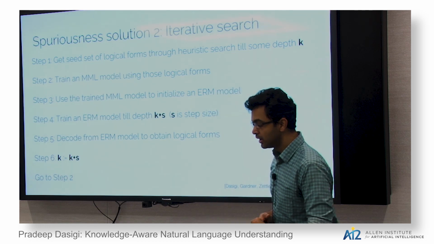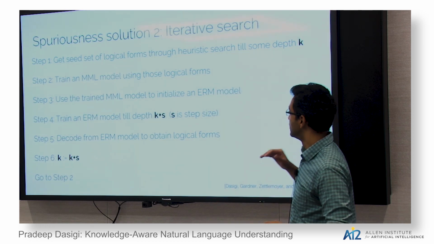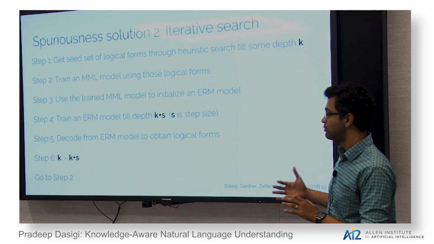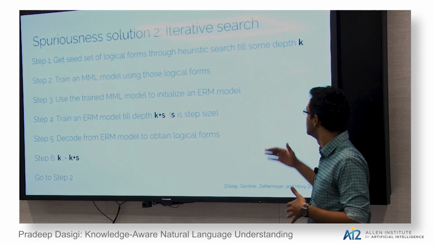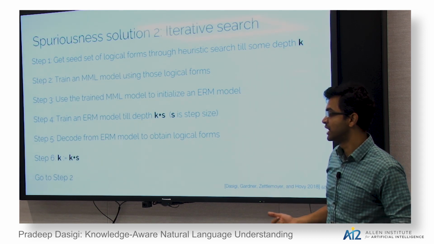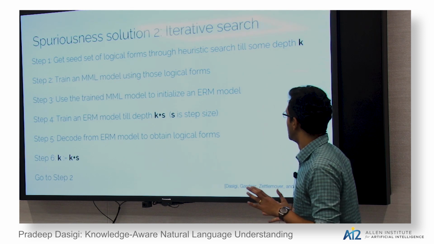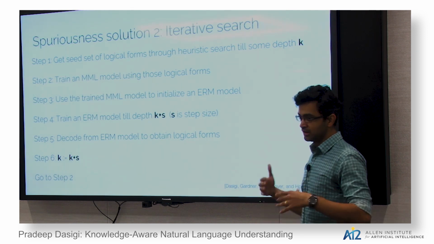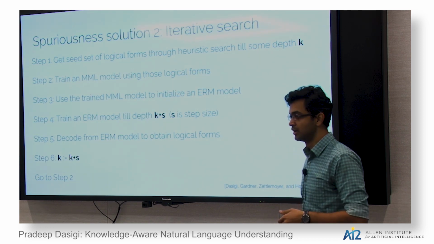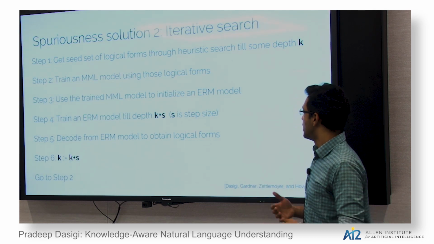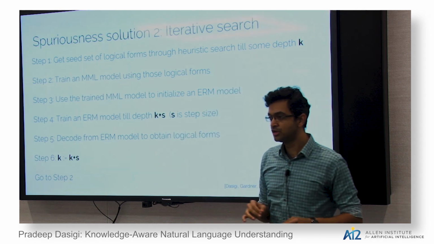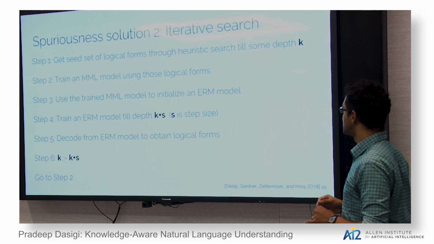So what we actually do here is we use this algorithm where in the first step we get a seed set of logical forms through heuristic search, like I just mentioned before, till some bounded depth k. Essentially, this k is the depth that your CPU allows you. You can max out on your CPU cycles and go till the max depth and get whatever logical forms you get. And then you train an MML model, which is essentially a maximum marginal likelihood model using those logical forms. And then we use that trained model to initialize the expected risk minimization model that I just described. And we train the ERM model till some depth which is greater than k, because you're using beam search in online search here, we can actually go to a greater depth.